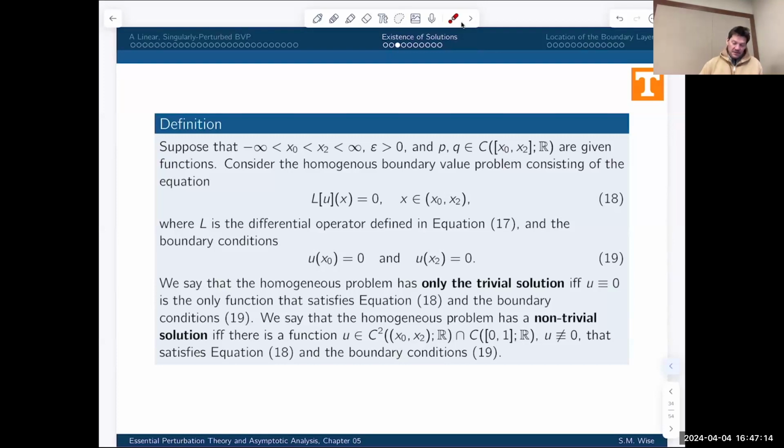So we say the homogeneous problem has only the trivial solution if and only if u equals 0 is the only function that satisfies equation 18 and the boundary condition 19. We say that the homogeneous problem has a non-trivial solution if and only if there is a function that is not everywhere 0 that satisfies equation 18 and the boundary condition 19. So can we have a setup like that? Can we have an equation that has a non-trivial solution? Yeah. Okay. Just like you can have a matrix.